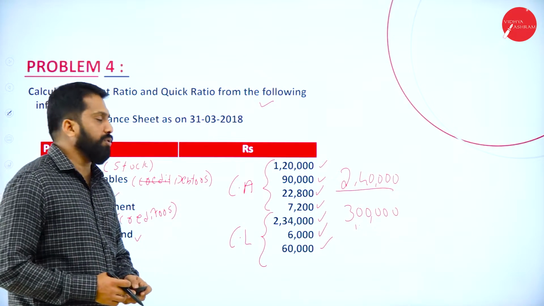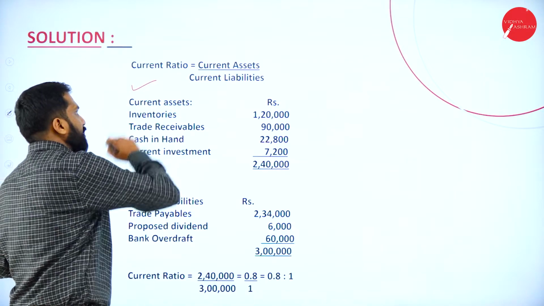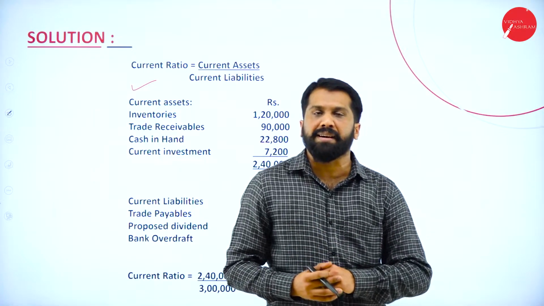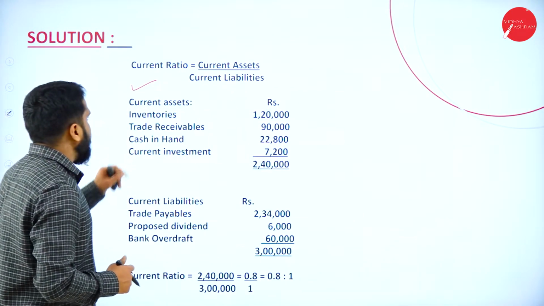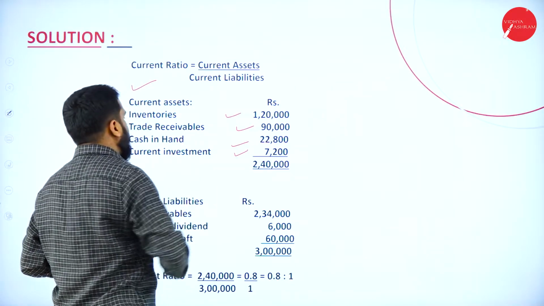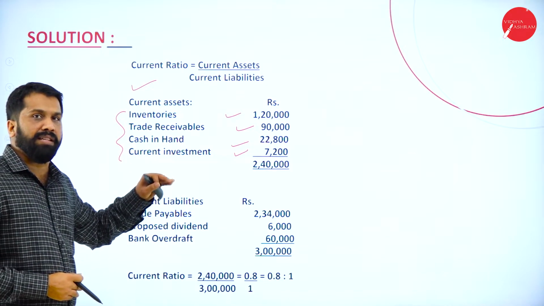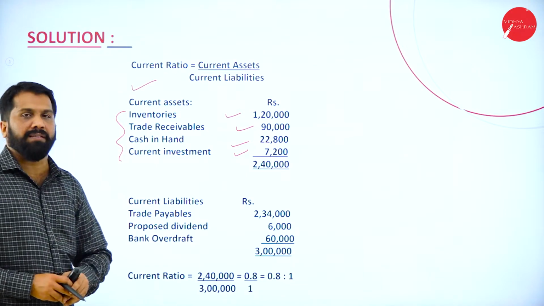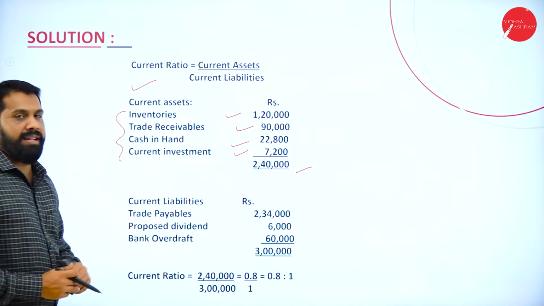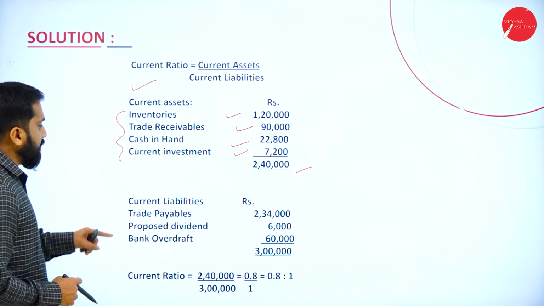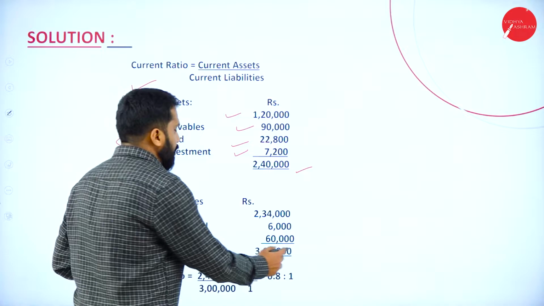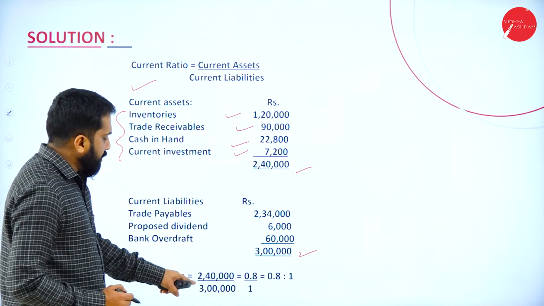We'll go for ratio. First we'll go for current ratio. The current ratio formula is what? Current asset divided by current liability. Now, as per this, we'll add all the current assets: inventories, receivable, cash in hand, and current investment. Add everything. The total comes around 2 lakh 40,000. Now come back to your current liability. As I told you, how much did we get in the answer? We got 3 lakh. Now, 2 lakh 40,000 divided by 3 lakh.